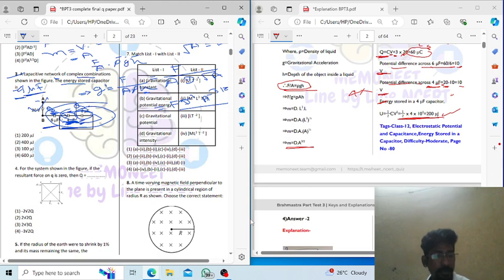Okay, the next one is: for the system shown, if the resultant force on Q is 0, calculate Q. So this is a stable figure. You have to calculate the value of this capital Q. So what to do?